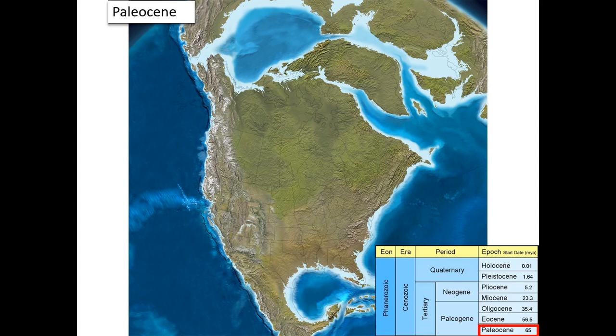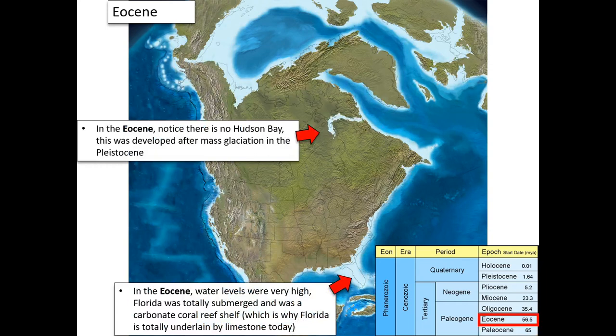So now we're just going to take a little ride through each of the epochs. We're almost done here, but I just wanted to give you an idea of what's happening during the different epochs. So let's start with the Paleocene. This is a picture of North America during the Paleocene. You can see sea levels were pretty high during this time. Notice there's no Hudson Bay. That's because the Hudson Bay didn't come until glaciation during the Pleistocene.